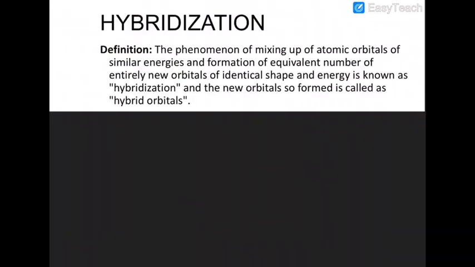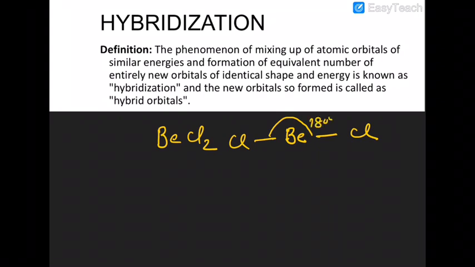Now what do you mean by that? Remember that you have BeCl2. Beryllium is the central atom and chlorine is able to form 2 bonds. That bond angle is 180. That is linear shape. That is sp hybridization. Sure about that?